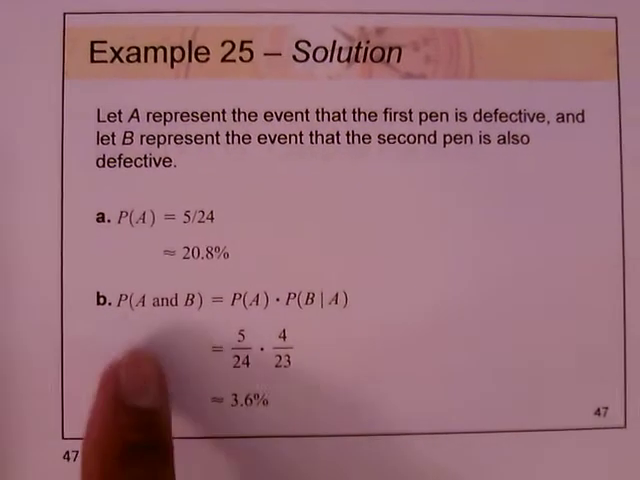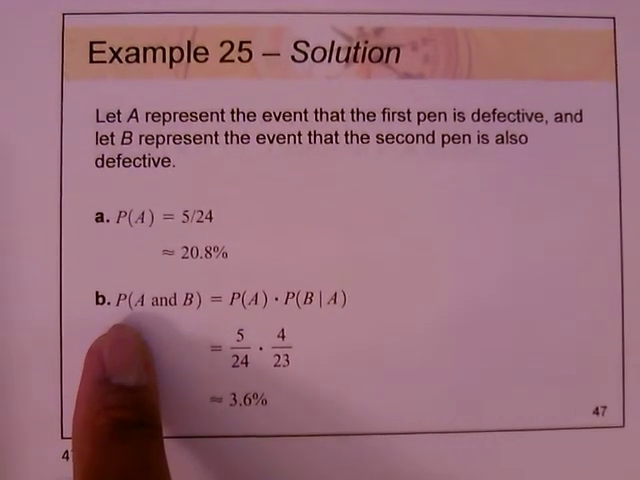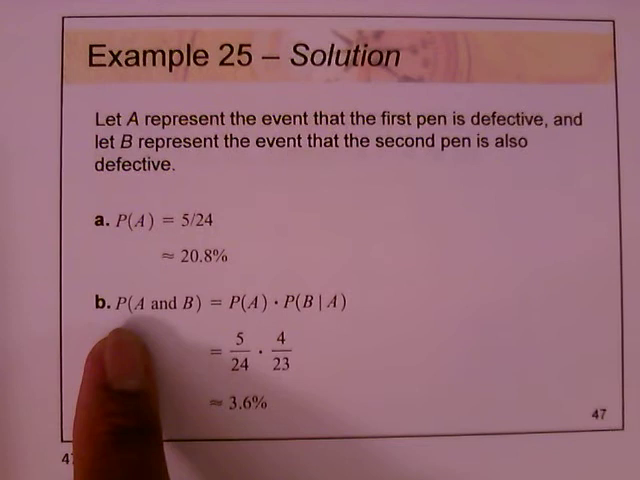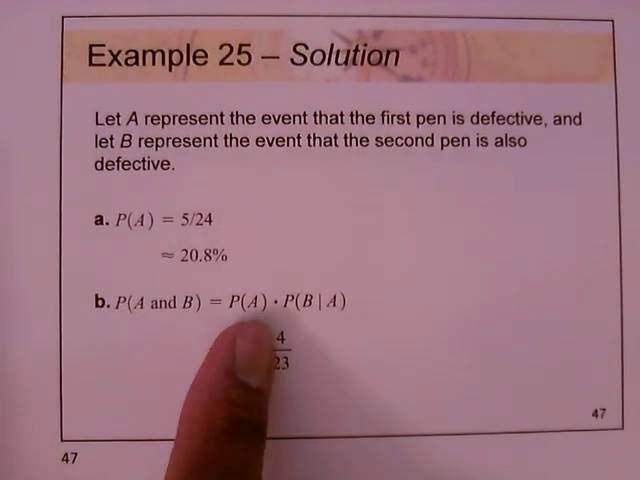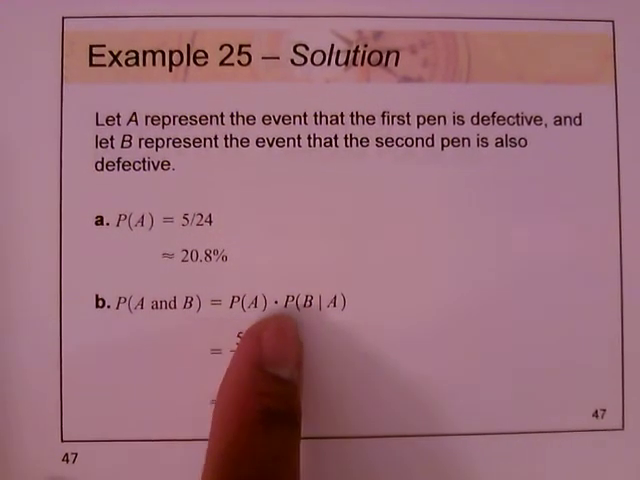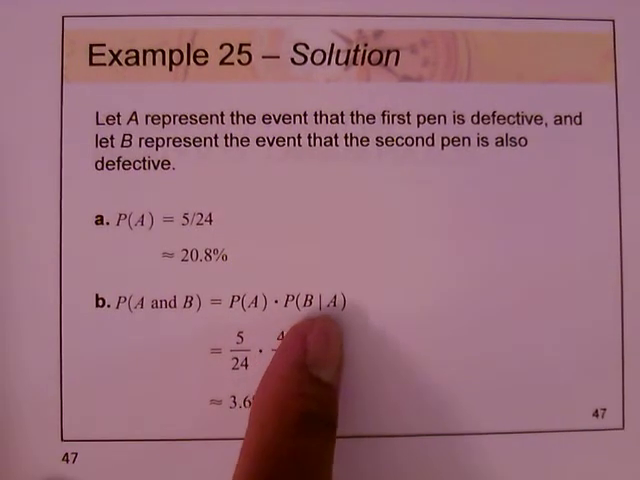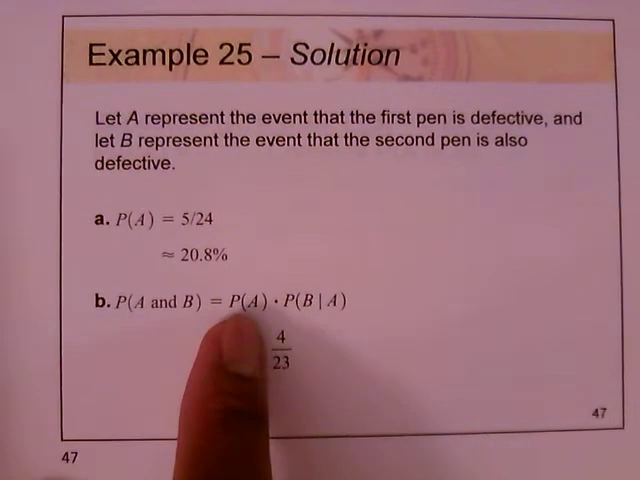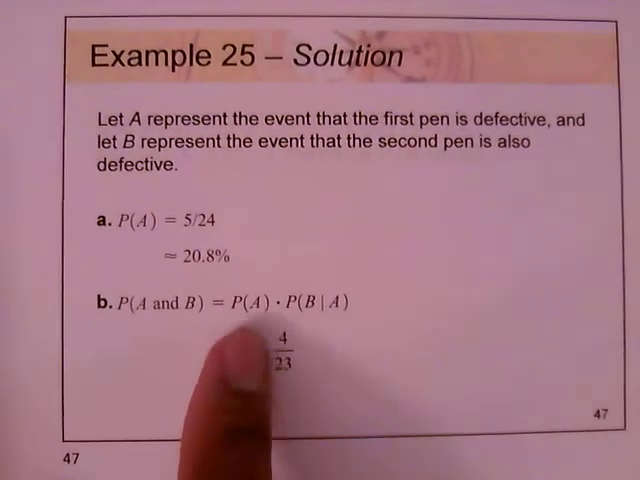Now part B, Mikey randomly selects 2 pens one at a time without replacement, and we want to find the probability that both pens are defective. In this case, we have to use this formula: probability of event A times the probability of event B, given that A has occurred. Well, we already know the probability of event A. That's 5 out of 24.